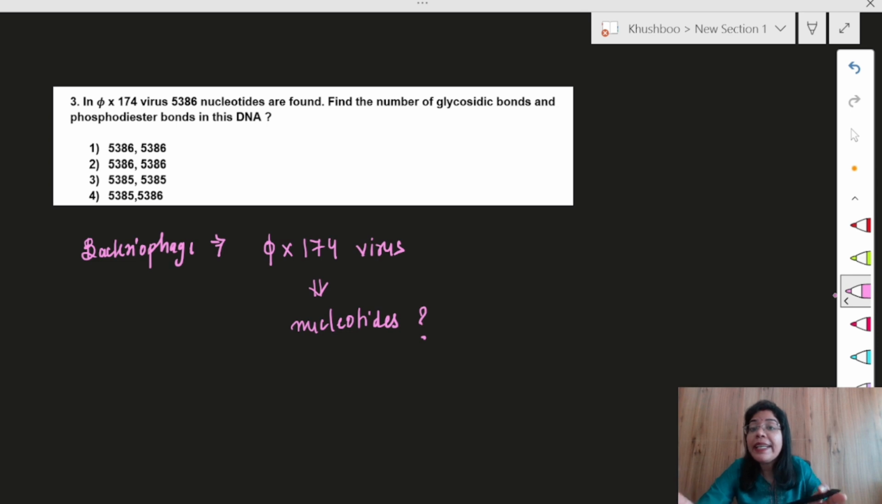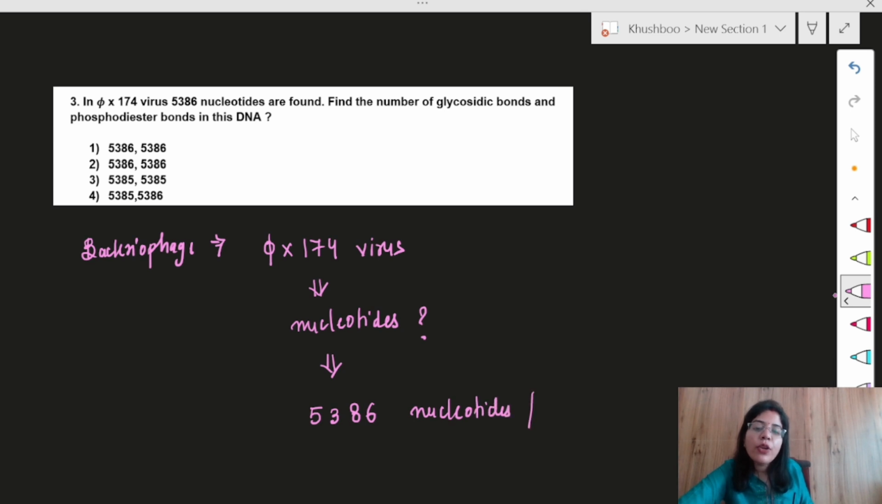So you have to learn that data. This is a database question, right? So you have to learn it. There's not such a kind of concept here. You have to learn it, right? So you will see that they have mentioned that it has 5386 nucleotides.